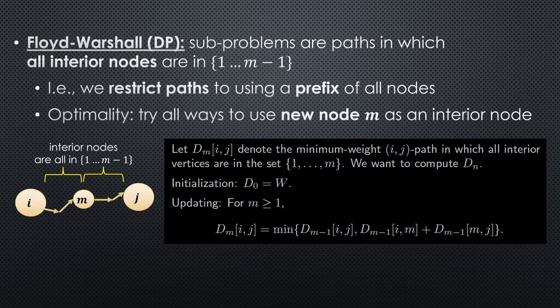Okay, and we argued last time, I won't do it again, that we had this optimal substructure property where the optimal path from i to j that uses m has to consist of optimal paths from i to m using at most the nodes 1 to m-1, plus the optimal path from m to j using only a subset of the nodes from 1 up to m minus 1 as interior nodes. Okay, so that's the sort of recap.